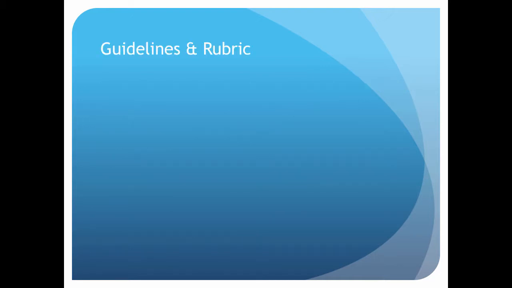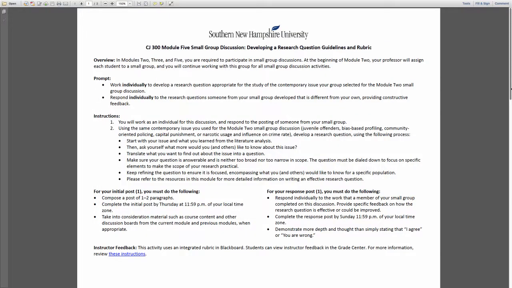Okay, next up, let's take a look at the guidelines and rubric for the small group discussion, Module 5. Okay. We'll start out here just where it talks about the prompt. You're going to work individually to develop a research question that is appropriate for the study of contemporary issues you selected in Module 2 small group discussion.